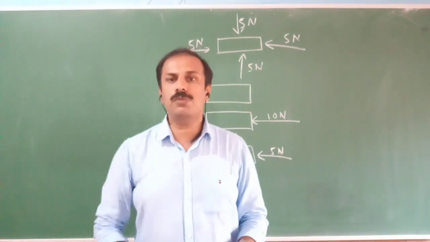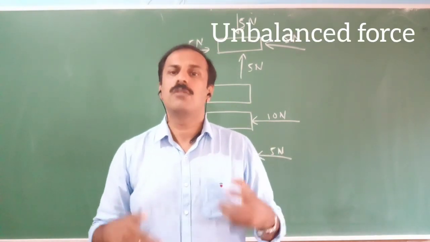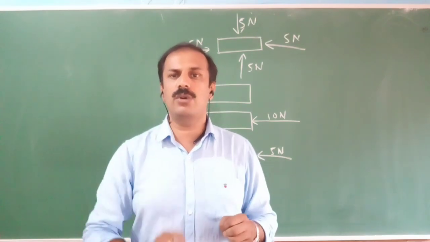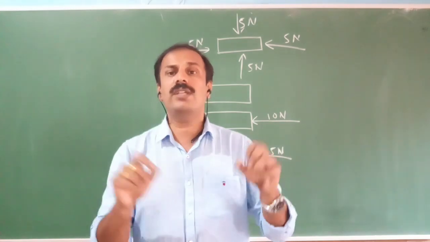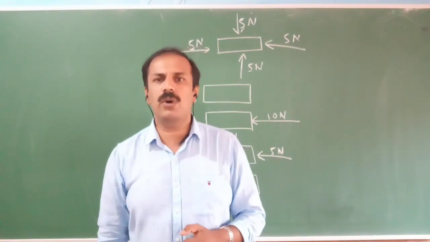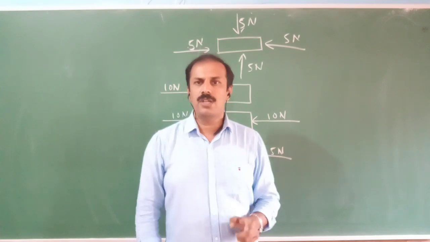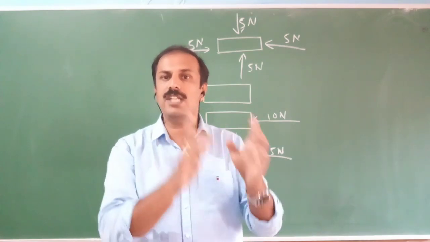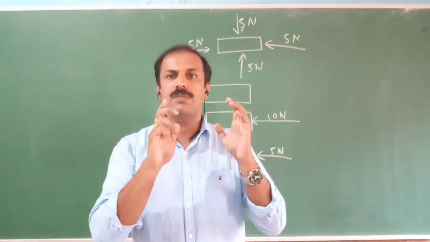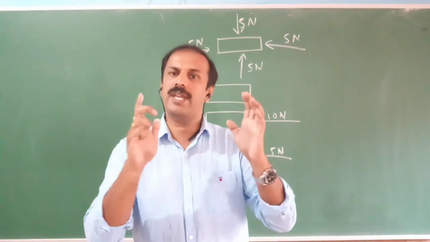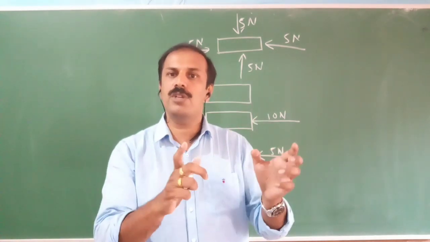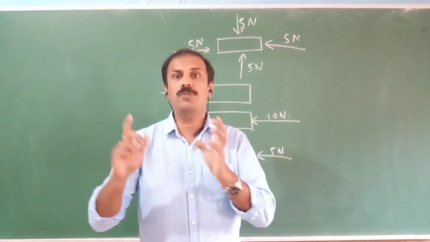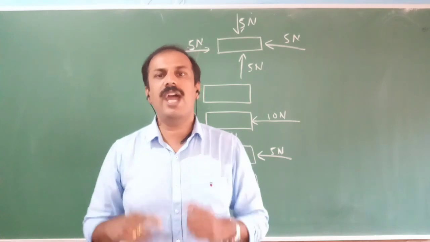Then what about unbalanced force? If one force or any number of forces is acting on an object and the net force is not 0, or if the net forces are not cancelling each other, in that situation we call it an unbalanced force. So first we discussed force, then we discussed types of force, that is balanced force and unbalanced force. If the net force is 0, it is called balanced force. If the net force is not 0, it is called unbalanced force.